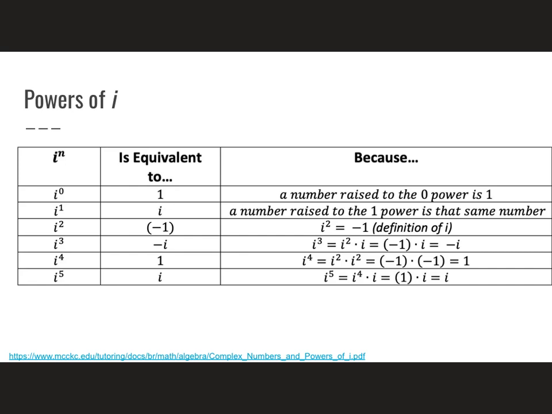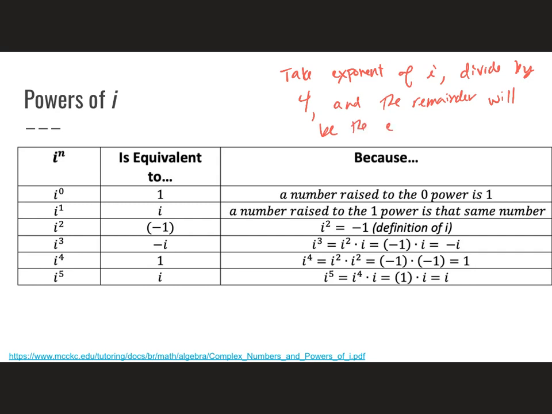A trick that you can do is just take the exponent of i, divide by 4, and the remainder will be the equivalent power of i. So let's look at an example. Let's say that we were given i to the, let's say, 30th power.